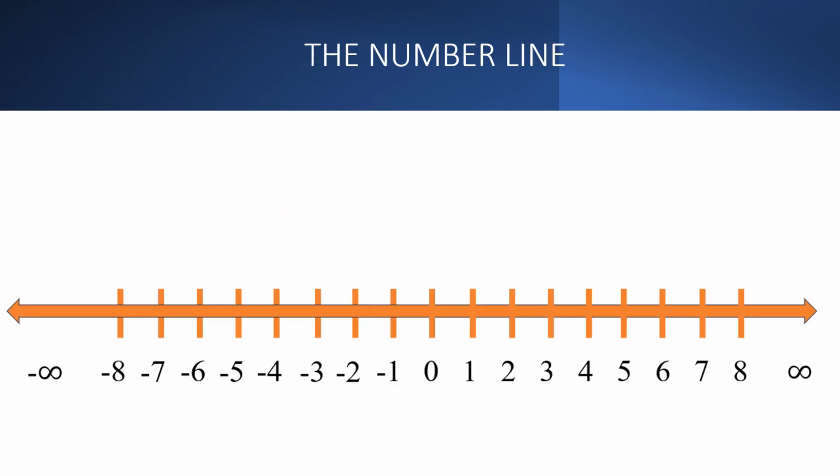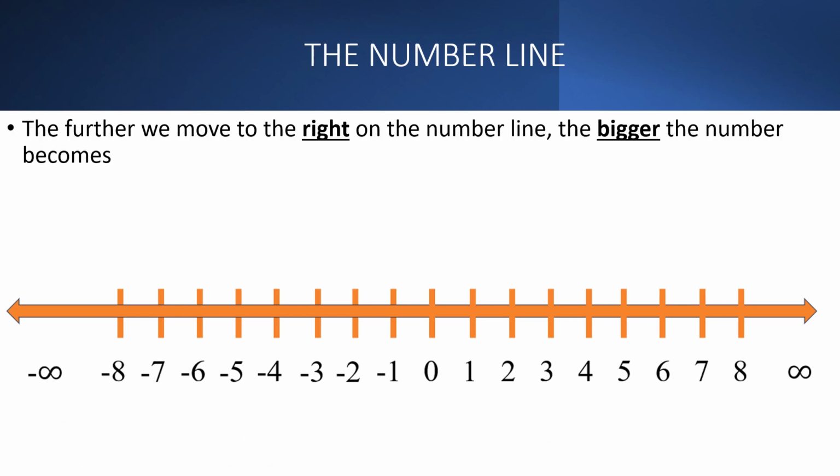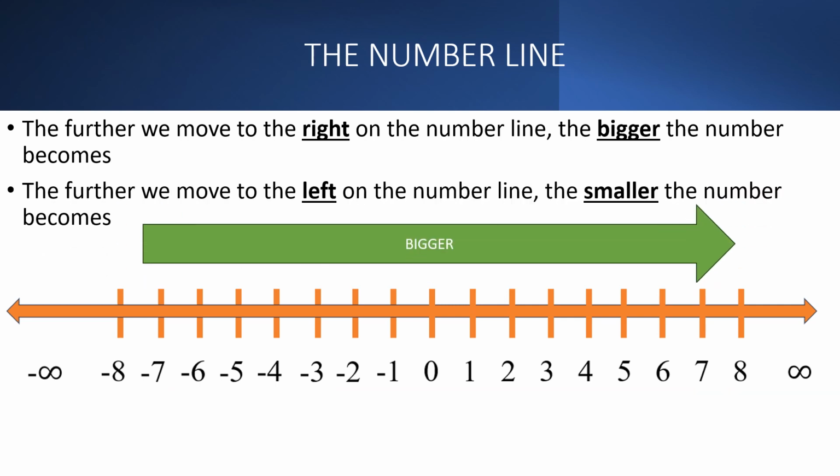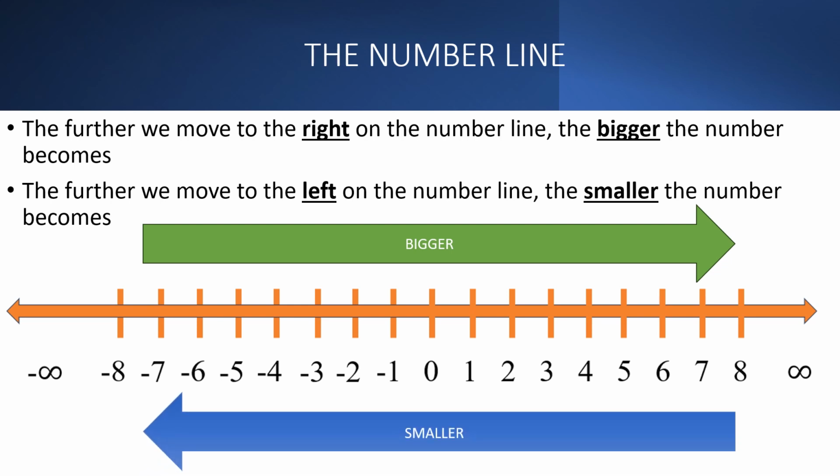Now, what can we say about the number line? We can say that the further we move to the right on the number line, the bigger the number becomes. And conversely, the further we move to the left on the number line, the smaller the number becomes. So very important that you remember that concept.